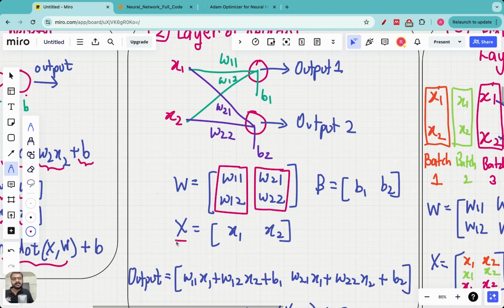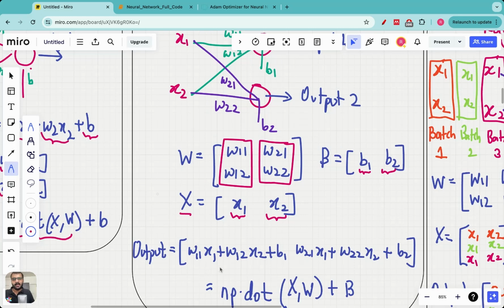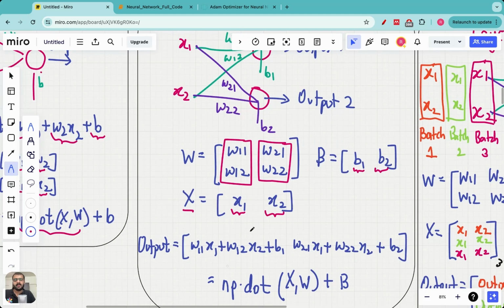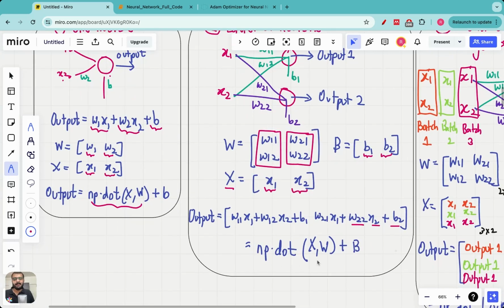So this is the W matrix, and the X matrix can be written like x1 and x2, where x1 is the first attribute and x2 is the second attribute of one data point. And the biases are b1 and b2. So like what we saw before, the output from the first neuron will be w11x1 plus w12x2 plus b1. The output of the second neuron will be w21x1 plus w22x2 plus b2. This again can be written in a matrix formula as np.dot(x, w) + b.